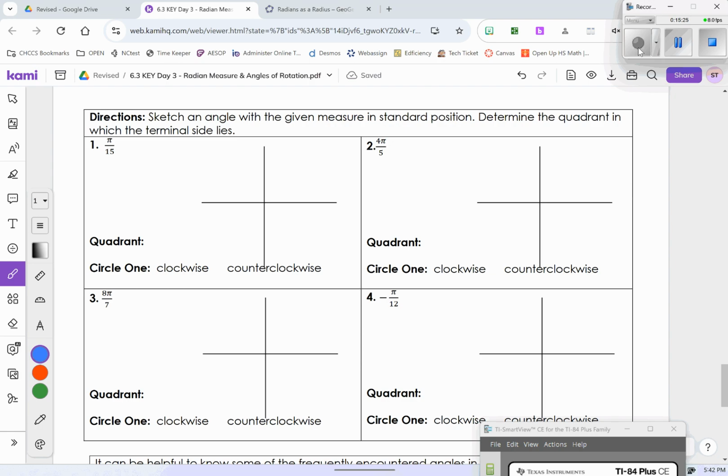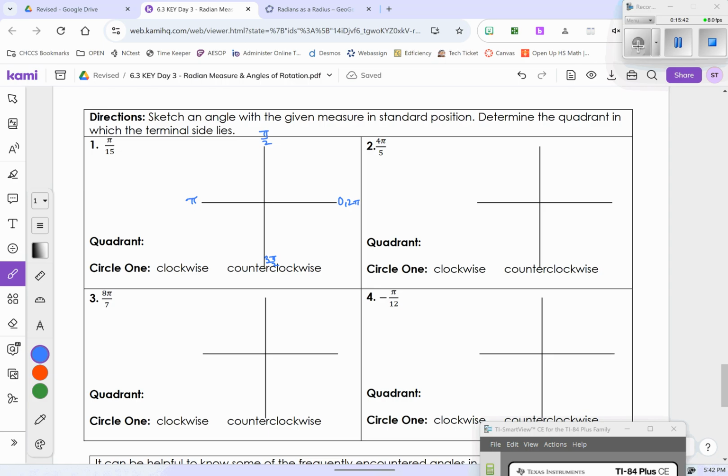So let's go ahead and look at pi over 15. If we know this starts at 0 radians, and again, we know that halfway around is pi and all the way around is 2 pi. So we said half of that, 90 degrees, is pi over 2, and down here was 3 pi over 2.